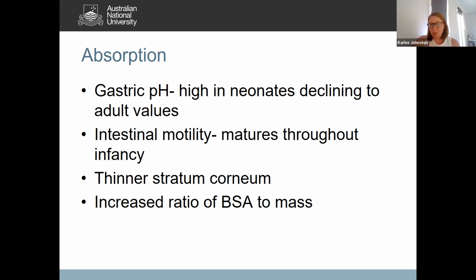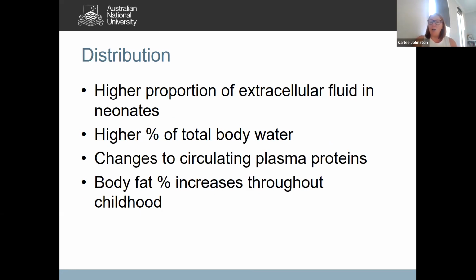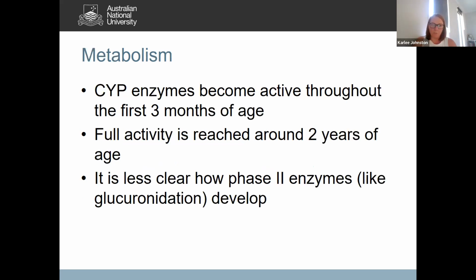Intestinal motility changes and matures throughout infancy. They've got a thinner stratum corneum, which means they have increased absorption across topical patches and creams, etc. And they have an increased ratio of body surface area to mass. Distribution: they have a higher proportion of extracellular fluid as they're little tiny babies and a higher percentage of total body water. There are also changes to circulating plasma proteins, which in turn affects binding of highly protein-bound drugs. And the body fat percentage increases throughout their childhood.